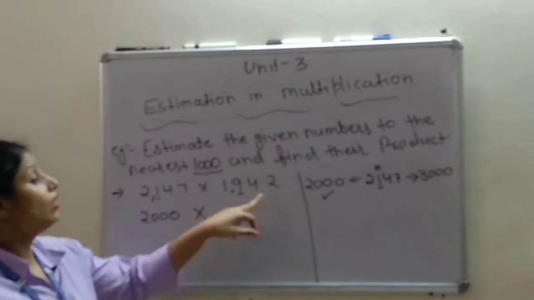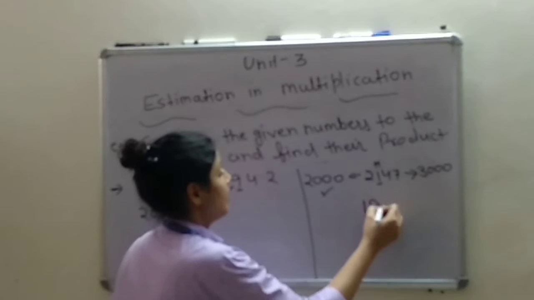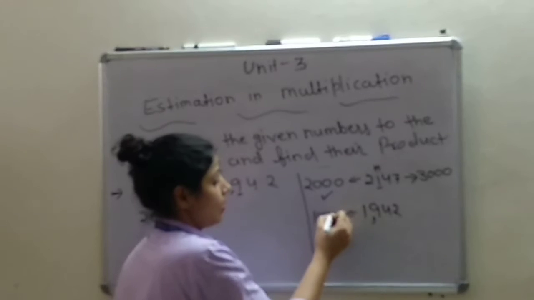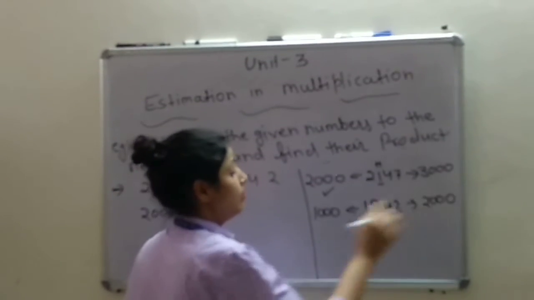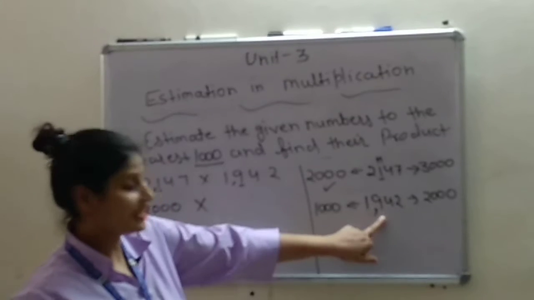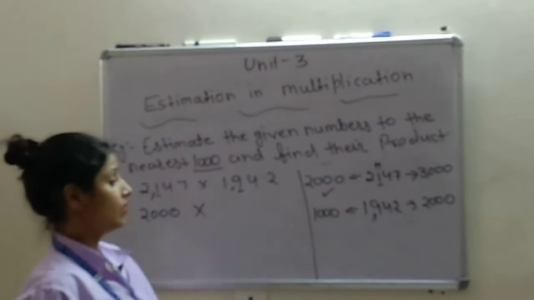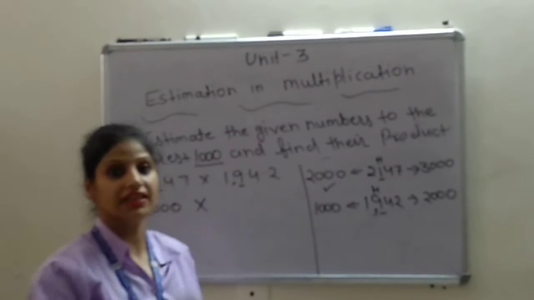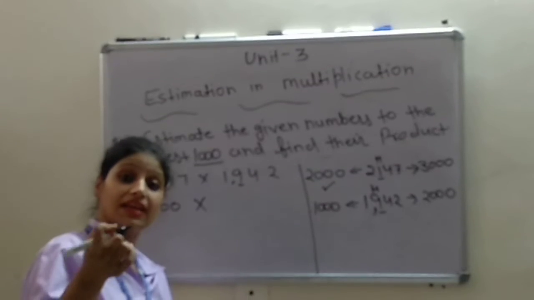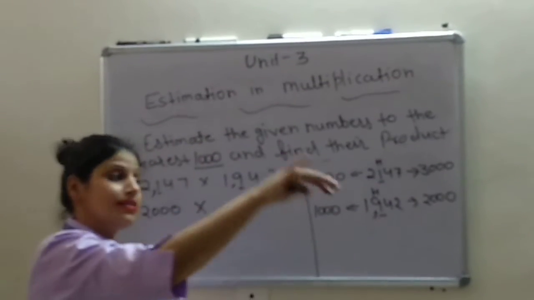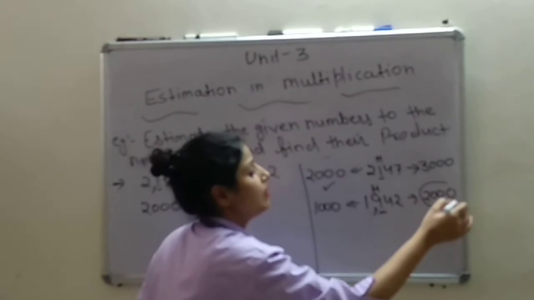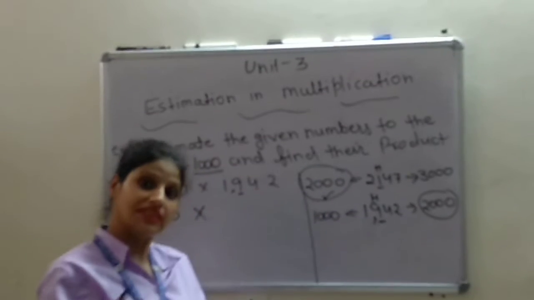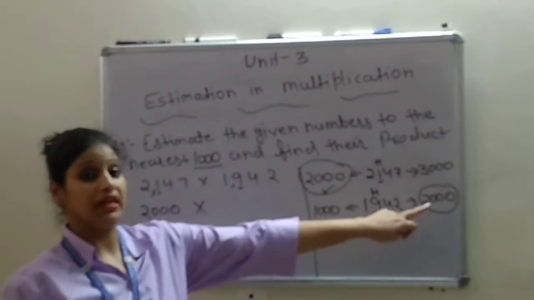Now, another number is 1942. The lower 1000 will be 1000 and the higher 1000 will be 2000. Between these two thousands, this number exists, right? Now, let's check the rule. The digit at hundreds place is greater than 5. The rule says 5 or greater than 5, go to higher 1000. It is greater than 5, so I am jumping to higher 1000. If it is less than 5, jump to lower 1000. This is the rule. So, this number will now become 2000.